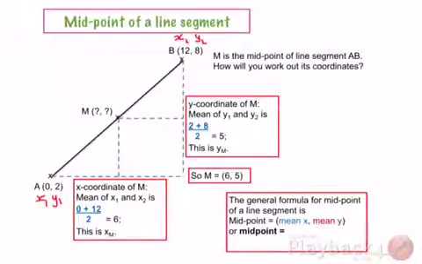Okay, so the general form for midpoint is you're trying to find the mean of the x and the mean of the y, so it works out to be in brackets x1 plus x2 all over 2, comma y1 plus y2 over 2.